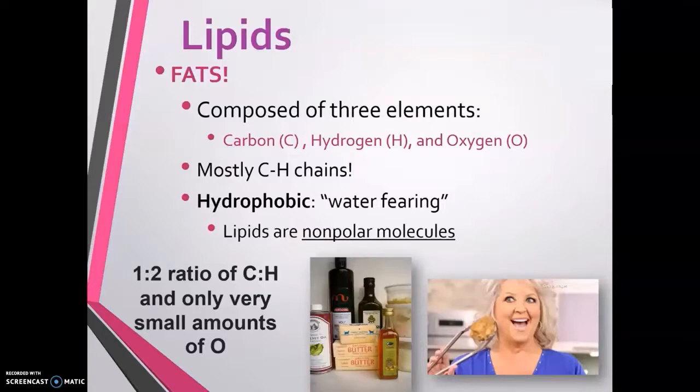The thing about lipids is that they are hydrophobic. That literally means water-fearing. That's because they are non-polar. There's no area of negative charge, no area of positive charge, so they are not attracted to polar molecules such as water.